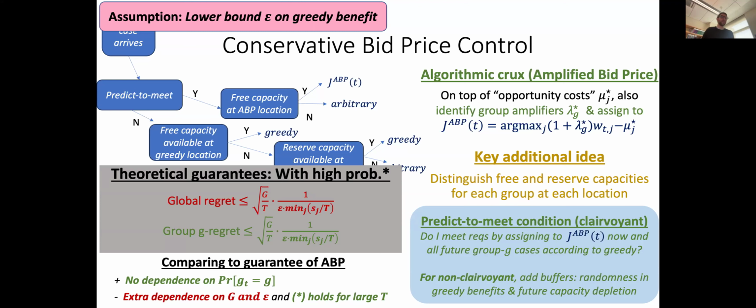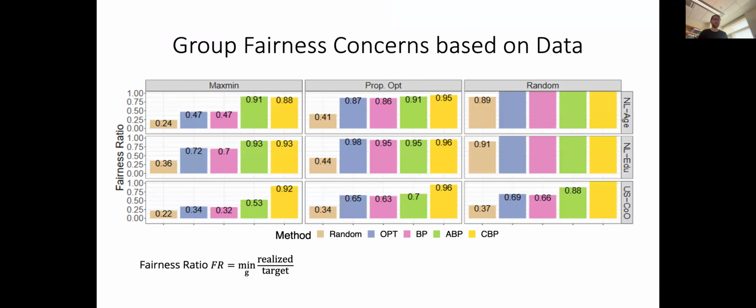Nonetheless, when we actually try the algorithm on data, we find that it exactly resolves the issue that we previously observed with the amplified bid price control, which is that even in cases where the groups are small, remember the bottom column, the US, groups are defined by country of origin, and we have some countries of origin from where only a handful of cases maybe arrive. There, we're now across the board either at 100%, meaning we're actually meeting the target, or we're only just below. So in that regard, we're doing much better.